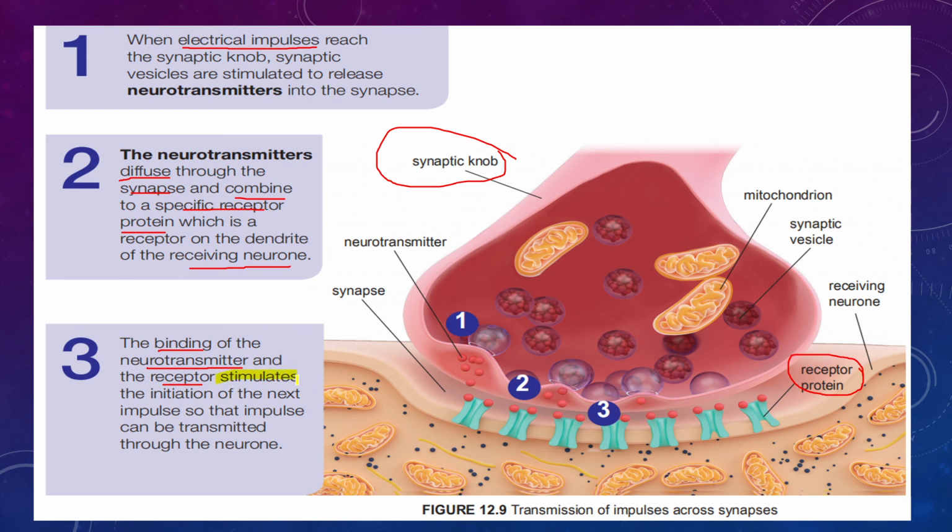So it says here, stimulates initiation of the next impulse so that the impulse can be transmitted through the neuron. Okay, jadi dia akan terus berjalan. Perjalanan of this nerve impulse diteruskan, okay, and that it will travel across the axon dan seterusnya lah. Okay, continuing the journey.